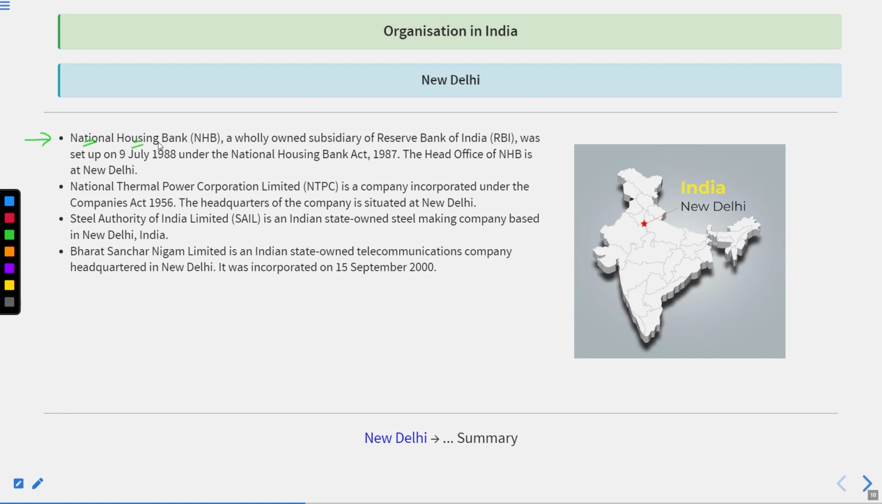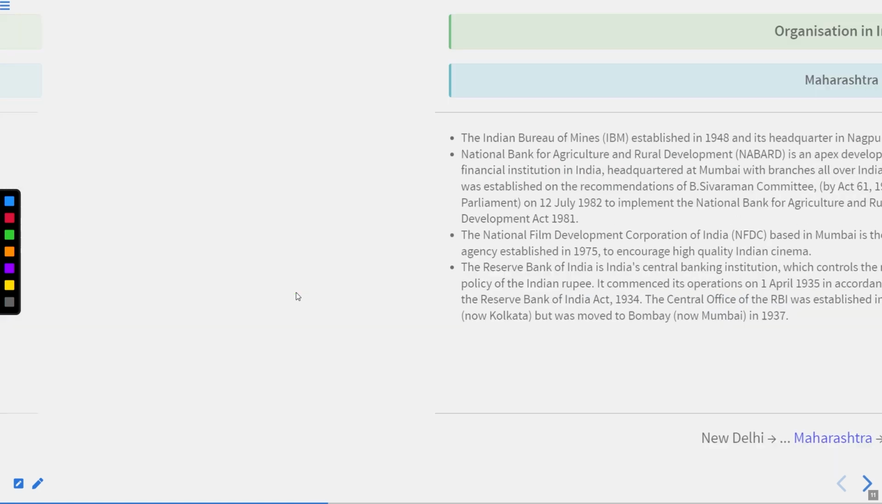National Housing Bank, NHB, wholly owned subsidiary of Reserve Bank of India, was set up on 9 July 1988 under the National Housing Bank Act 1987. The head office of NHB is at New Delhi. National Thermal Power Corporation Limited, NTPC, company incorporated under the Companies Act 1986, again the legal body. The headquarters of the company is at New Delhi. Then we have Steel Authority of India Limited, SAIL, Indian state-owned steel making company based in New Delhi, India. Bharat Sanchar Nigam Limited, or BSNL, Indian state-owned telecommunication company headquartered in New Delhi, incorporated on 15 September 2000.